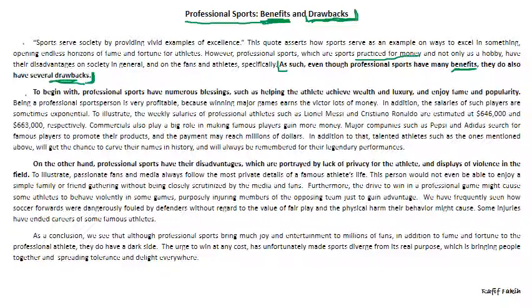The first one is obviously going to be about the advantages of sports. What are the first advantages of being a professional athlete like Messi? To begin with, professional sports have numerous blessings, such as helping the athlete achieve wealth and luxury and enjoy fame. Fame is the noun for famous. Wealth and luxury means you have a lot of money, you live a comfortable life, you buy the car of your dreams, the house of your dreams. Those are 2 advantages. Now explain them.